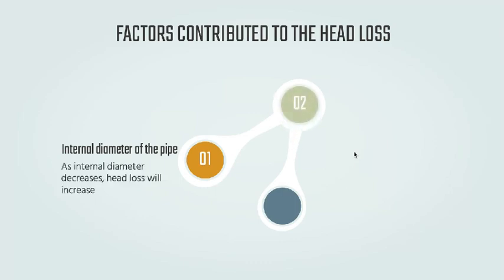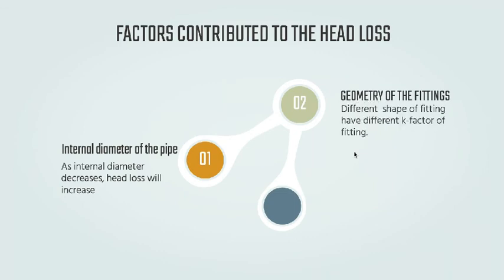The second factor that contributes to the head loss is the geometry of the fitting, as different shapes of fitting have different K factors. For example, a 45-degree elbow has a 0.75 K factor, while a 90-degree elbow has a 0.25 K factor. And as they have different K factors, of course their fanning friction will be different, which will affect the head loss. And the third factor that contributes to the head loss is the sudden change of direction of the fluid.